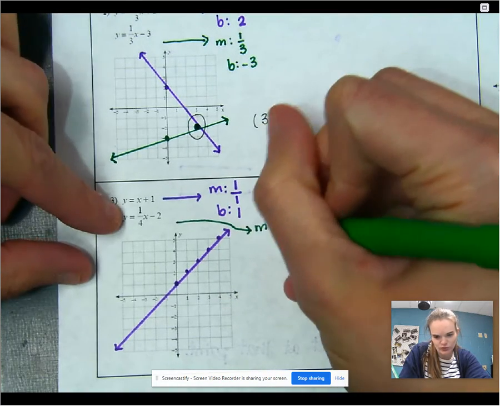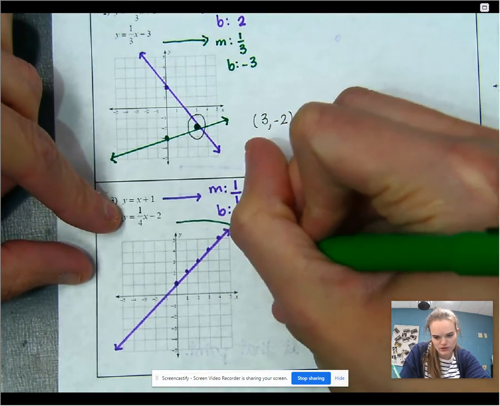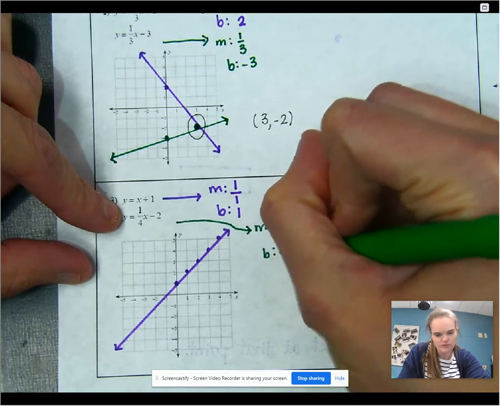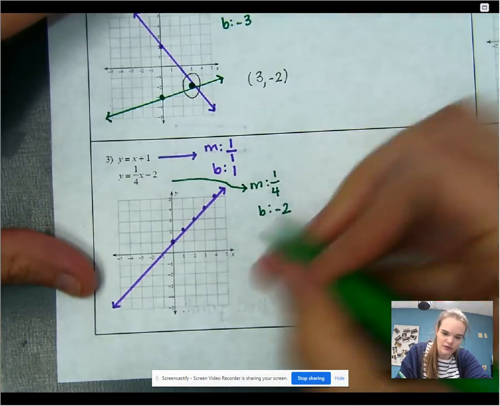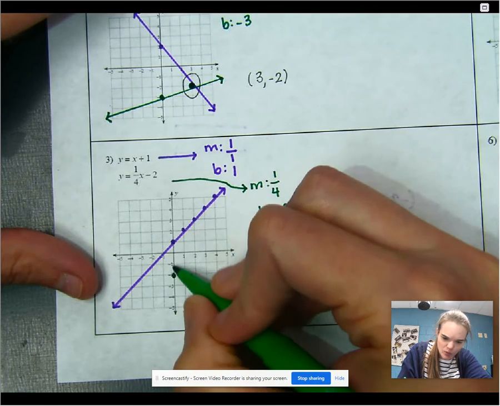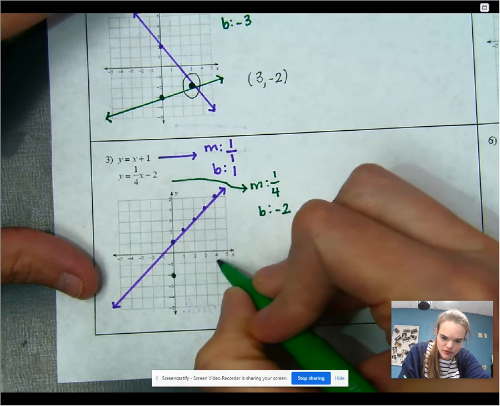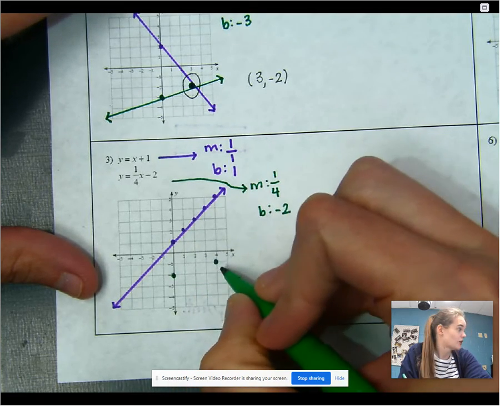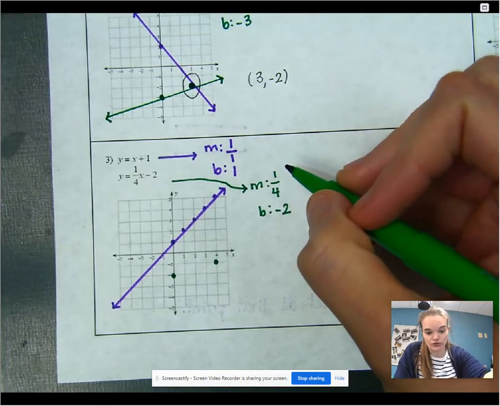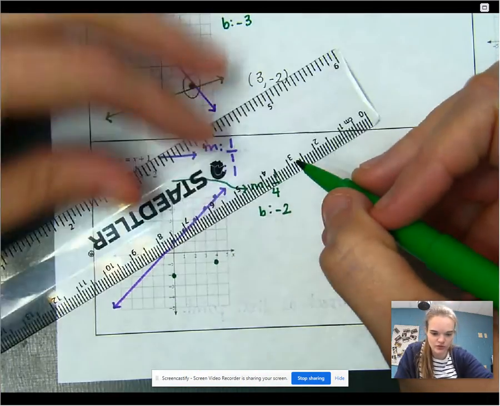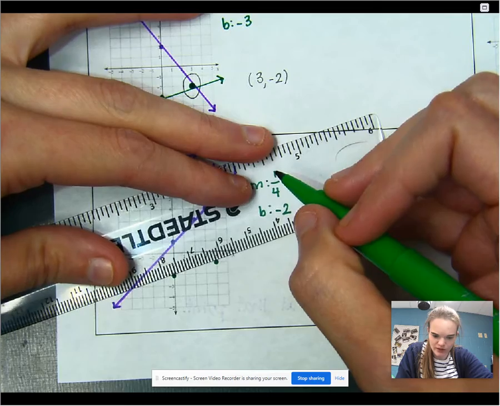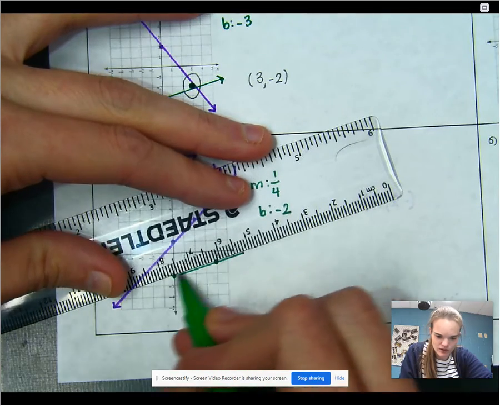Slope for the second one is 1/4. Y-intercept is -2. So you start at -2. You go up 1 over 4. See, right now it doesn't look like they're going to cross. So if you're not using a straight edge, you're not going to see where they cross because you're not going to have it connecting in the right location.